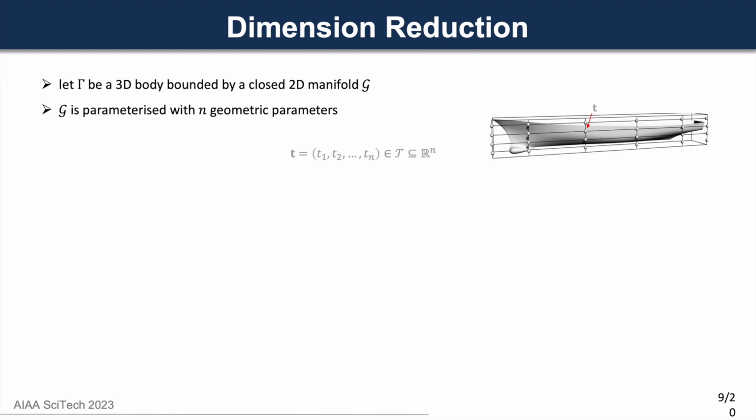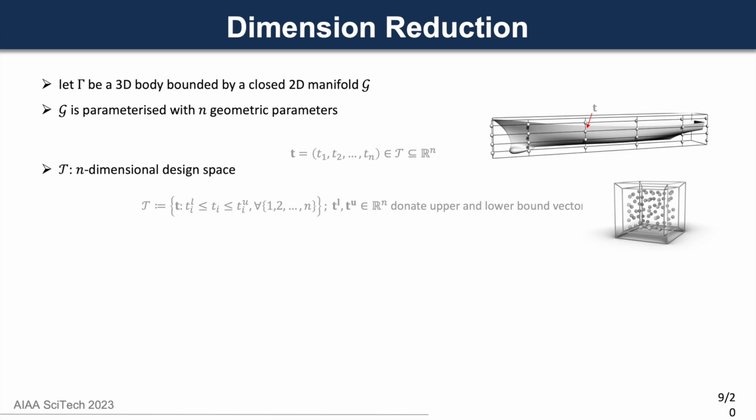Consider we have a three-dimensional body, which is enclosed by a two-dimensional manifold G calligraphic. And this G calligraphic, which is our design ship in our case, is parameterized with n geometric parameters. Each parameter is represented as T, and this T bold is a vector containing all the parameters. Because we have parameterized our manifold with n parameters, this creates an n-dimensional design space, which is represented as T calligraphic. Then this design space is bounded by an upper and a lower bound.